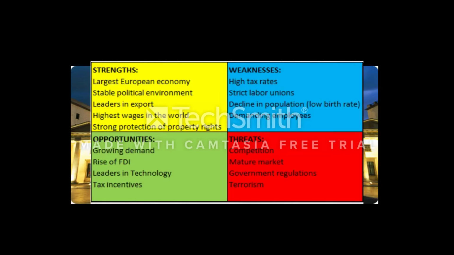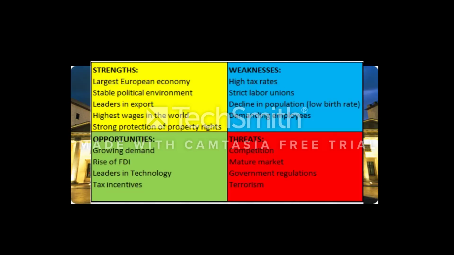Now let's move on to our SWOT analysis. Strengths. Germany is the largest European economy, stable political environment, leaders in export, highest wages in the world, and strong protection of property rights. Weaknesses. Germany has high tax rates, strict labor unions, decline in population, low birth rate, and demanding employees.